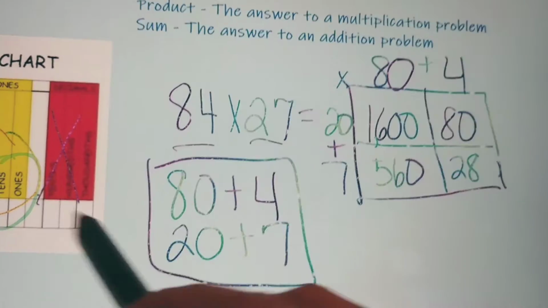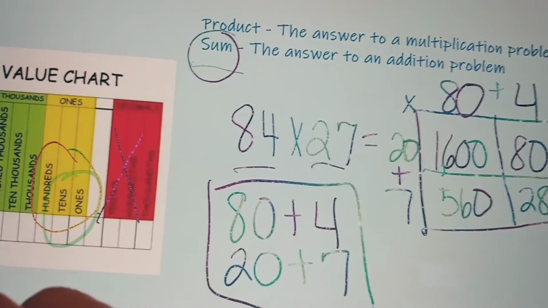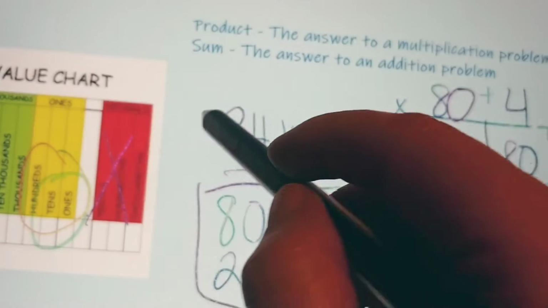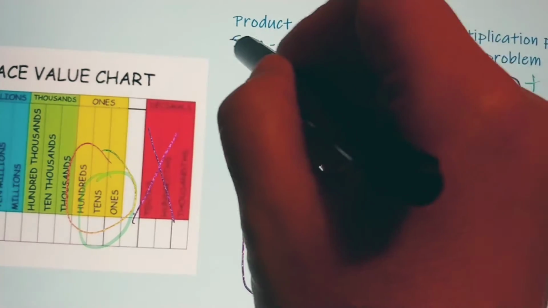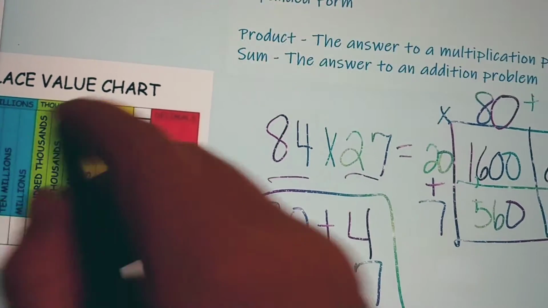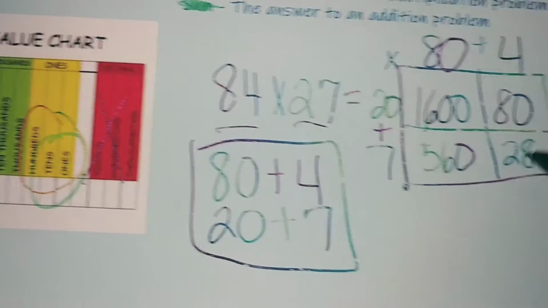So we're going to figure out now the sum of those products. What am I doing? Because that's not what I hit. Okay, so we're going to figure out the sum.